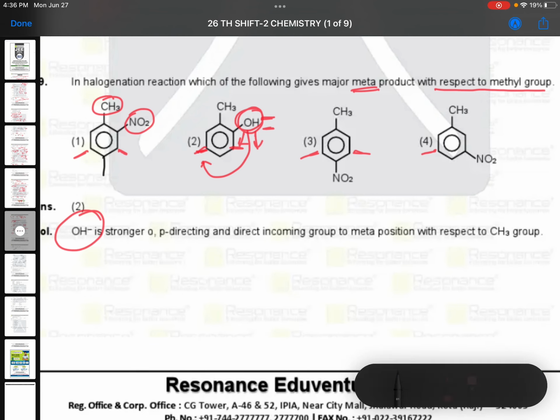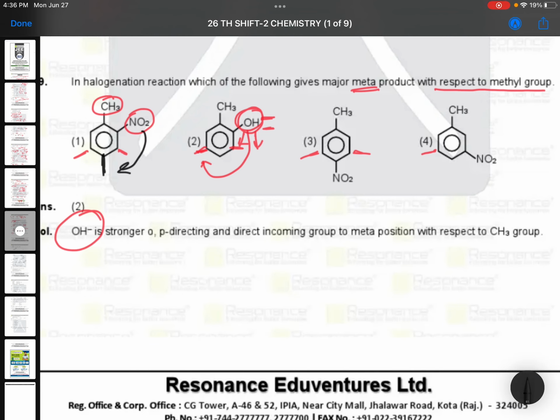It will come here because of NO2. Because of this NO2, it will go here. So this will become ortho for this. This will become para to methyl. And if you take NO2, the coming group will be here. This is again ortho. This is a good question.